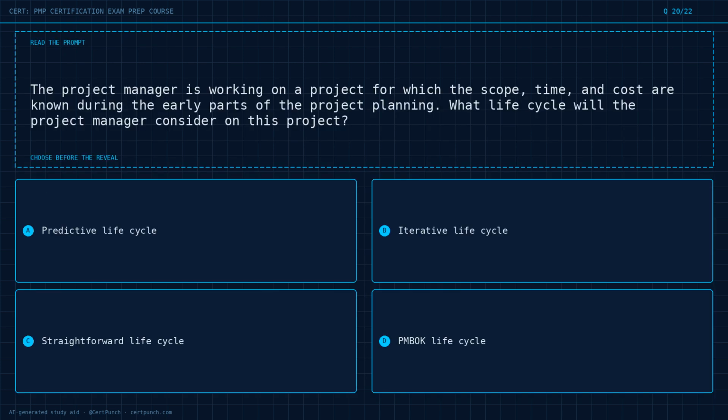Question 20 of 22. The project manager is working on a project for which the scope, time, and cost are known during the early parts of the project planning. What life cycle will the project manager consider on this project?